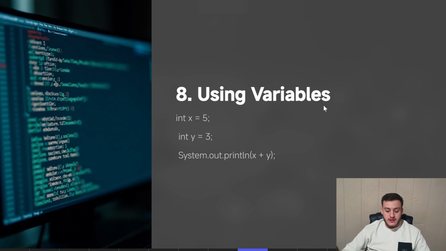Using variables. We have many ways to use variables, and this is an example. Integer x equal 5. I created one variable, and I created another variable, integer y equal 3, and I perform the add operation between x and y, system.out.println x plus y. It will definitely print on the screen the addition between 5 and 3, which is 8.